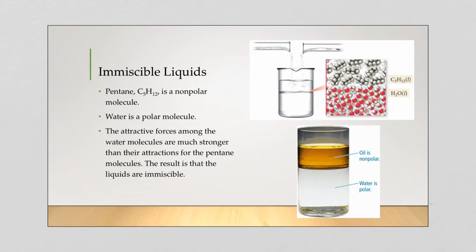And so here we can see a couple of obvious examples where we get a hydrocarbon like pentane and water. You can see here that the two things just will not mix, right? Oil and water, same idea. Now, what's the basic reason here?